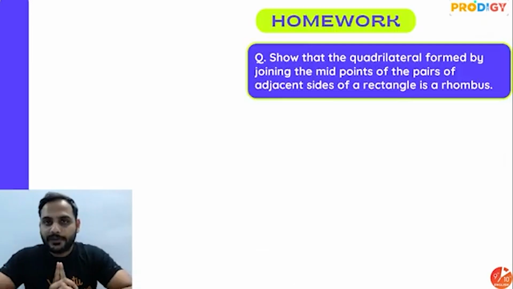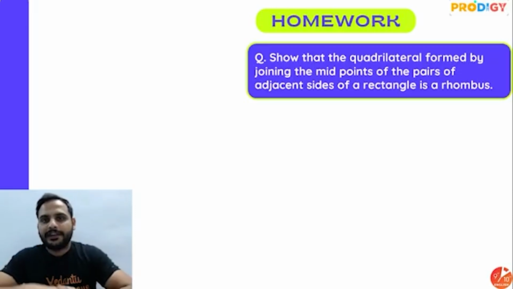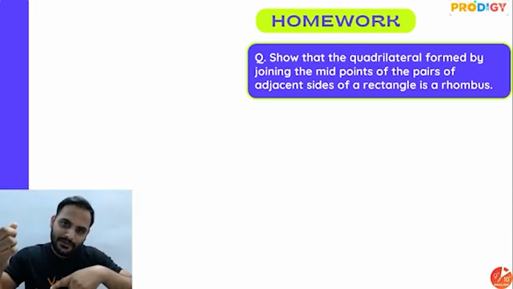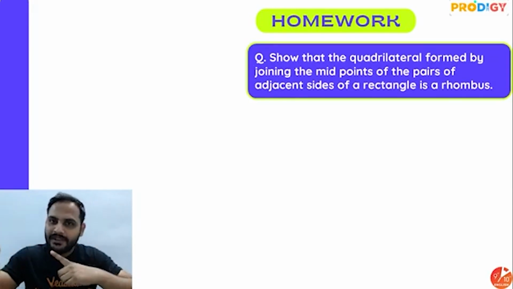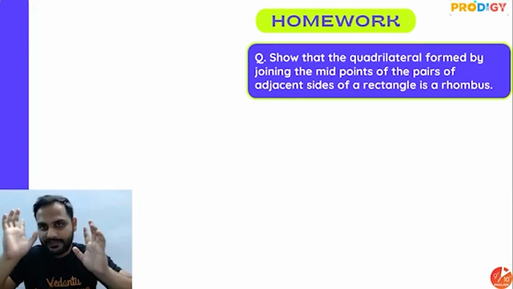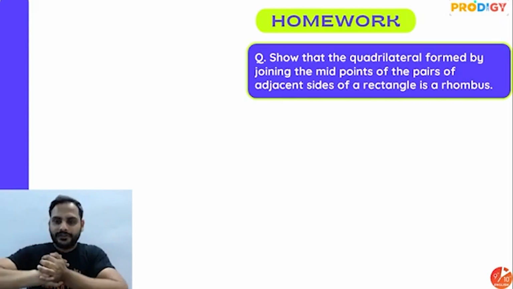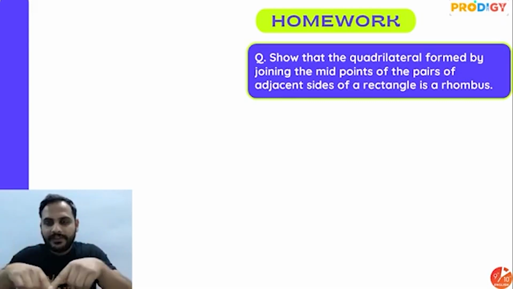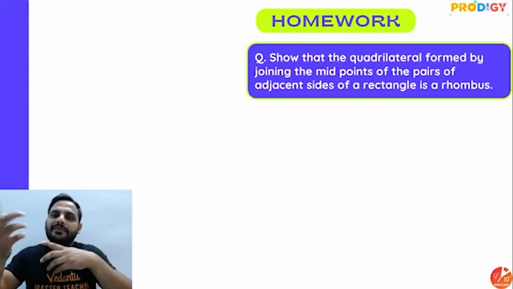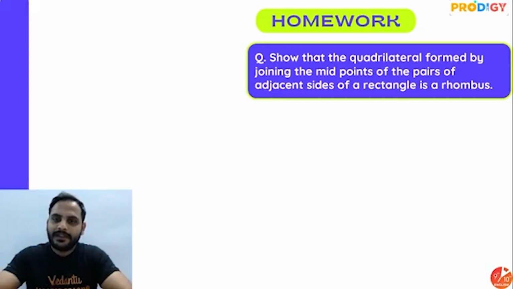Now this is your homework question, guys. Show that the quadrilateral formed by joining the midpoints of the pair of adjacent sides of a rectangle is a rhombus. So this is the opposite of what I have given in the previous session's homework, which I discussed at the start. This time a rectangle is given, and if I join its midpoints, I am getting a rhombus. That is what is being asked of you.